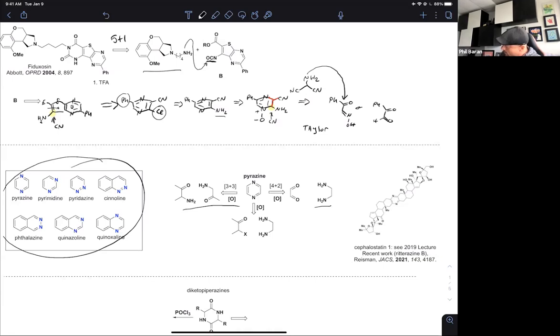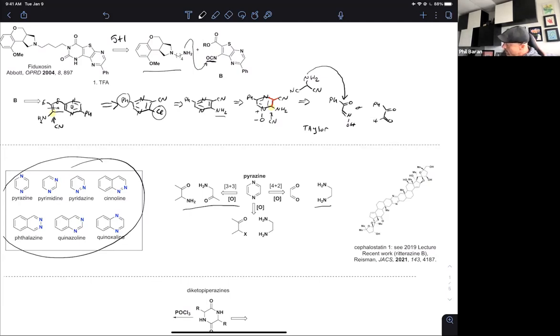These 3+3 and 4+2 approaches hinge upon the use of an oxidant. Pyrazines love to form. So if you use ethylene diamine and you have any kind of oxidant, air is enough. Sometimes people will use things like CAN or DDQ, but that's really overkill. Just air is usually enough, and that will spontaneously aromatize. These want to form. They like being pyrazines rather than the dihydropyrazines.